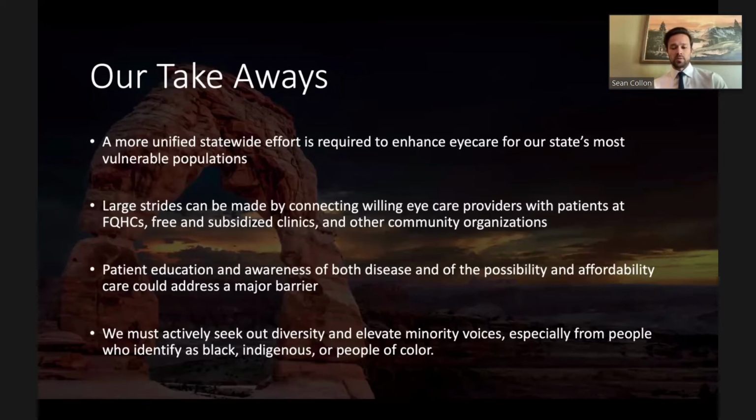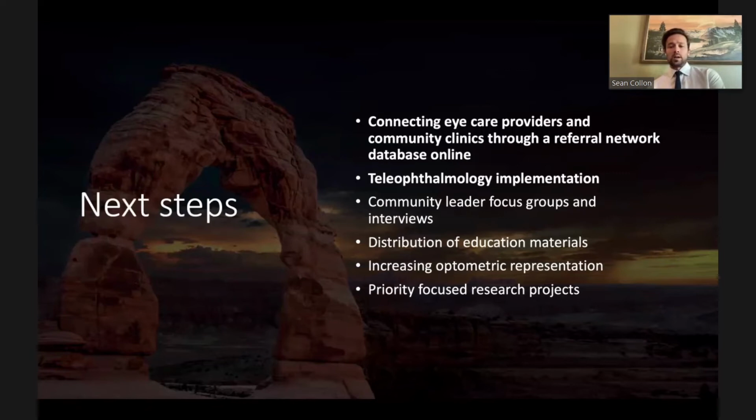Our next steps here are to connect eye care providers and community clinics through a referral network database online. I think this is one of the most important things that we can do, without creating any new resources, just tapping into what's available. And at the same time, we're working on implementing point of care screening through teleophthalmology at many of these community clinics throughout the state. I'll talk about that a little bit later on with my quality improvement project.